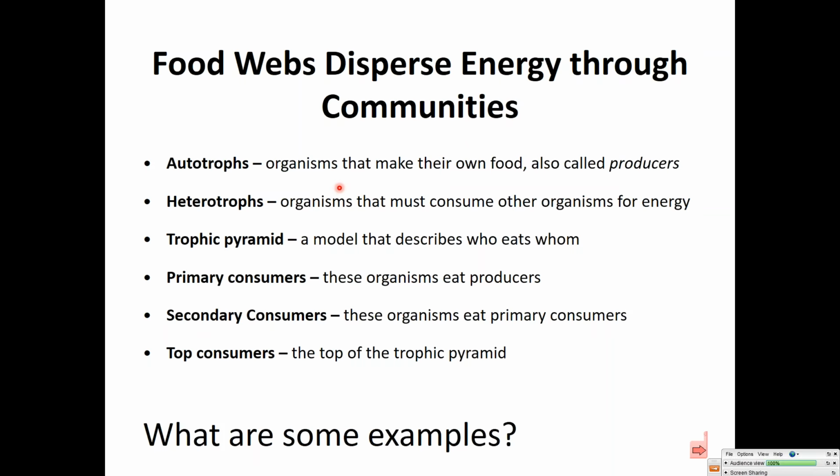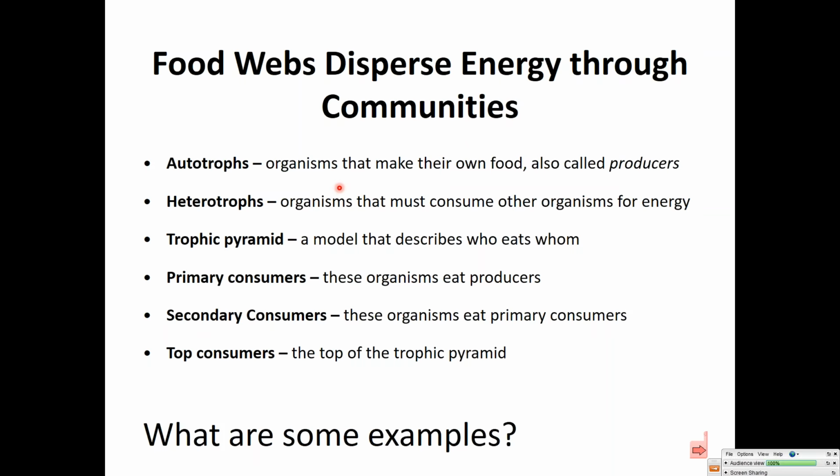In this trophic pyramid, you have primary consumers. They're the ones that eat the producers. You have secondary consumers. They're the organisms that eat the primary consumers. And you have top consumers. They're the ones that nothing eats. They eat everything, right? So what are some examples?